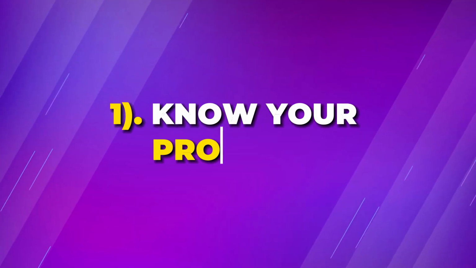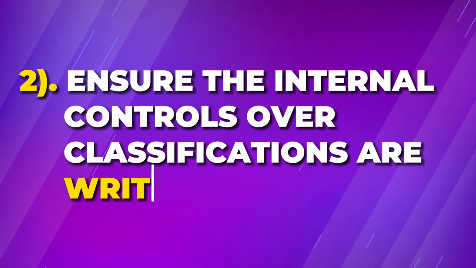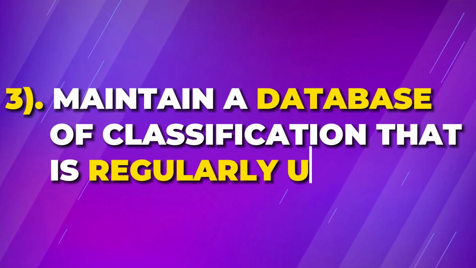One, know your product. We know you think this goes without saying, but it's very important you fully understand your product and its details to be able to classify it correctly. Two, ensure the internal controls over classifications are written and codified. Three, maintain a database of classification that is regularly updated. Keep in mind that the Harmonized System is updated every 5 years.